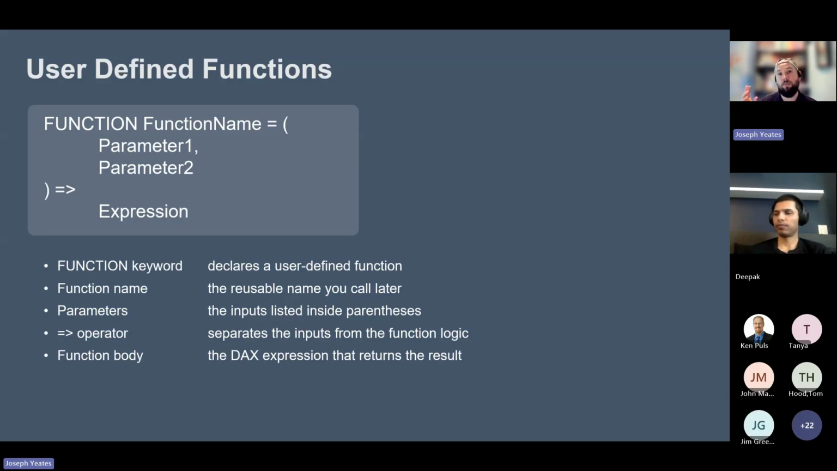Within the first part of the function, within the brackets, we set our parameters. So these are all the inputs that we take into our function. Then we have the little arrow operator, which separates the input parameters that we need for our function from the actual logic of what we're doing with those parameters. And this is the DAX expression that takes those parameters, takes those inputs, does something with them to produce some sort of transformation output.